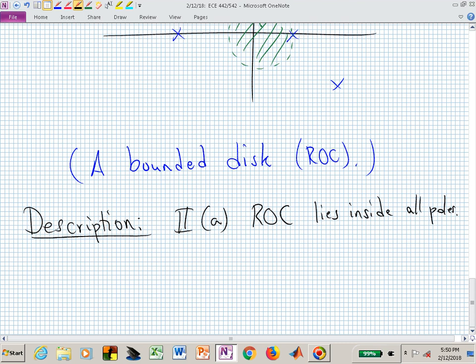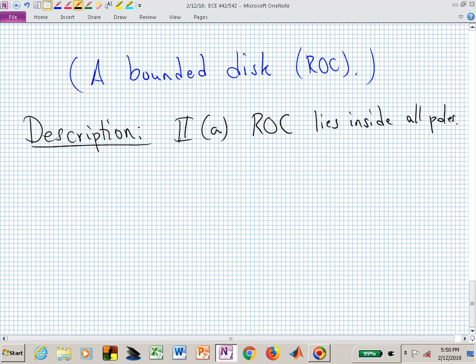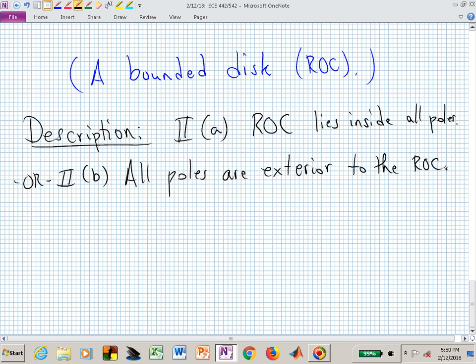Is everybody clear on the fact? No, we have more than facts sometimes in here, but keep that fact in mind when we're talking about region of convergence. The region of convergence never contains poles. So that's one: the region of convergence is inside all the poles, or another way to say that is all poles are exterior to the region of convergence.